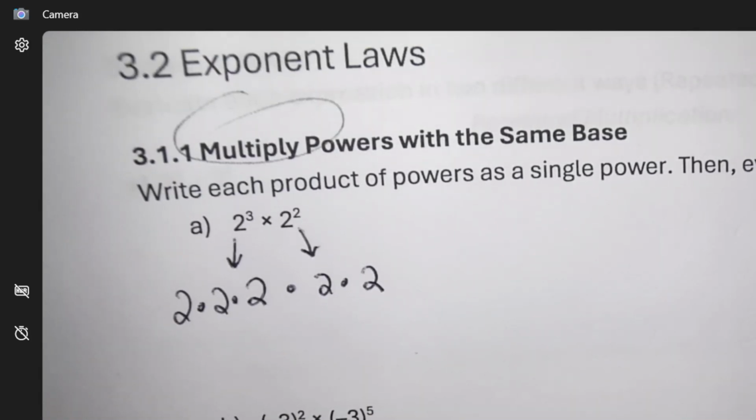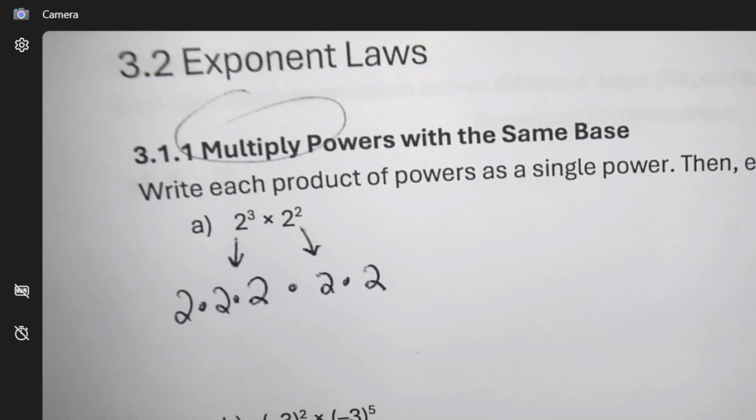When you're marking these, do you want the 2 times 2 times, or the 2 times 2 times 2? Do you want that right under the equation, or can you put it off to the side? That's fine too. And then just put the answer.